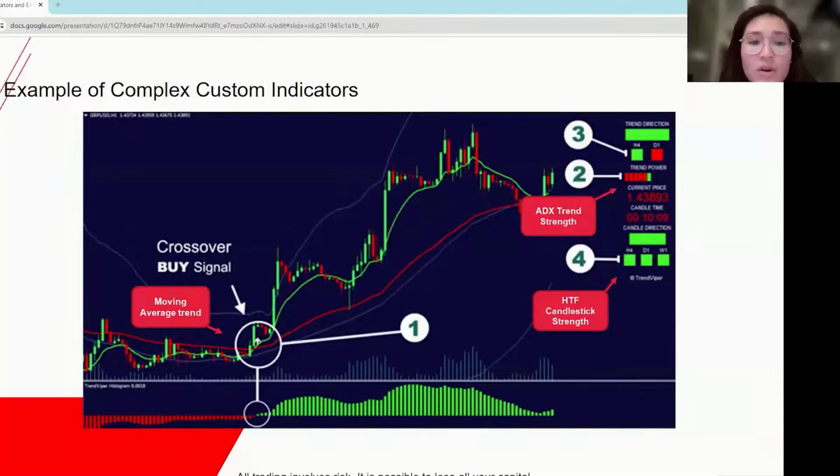Here is an example of a more complex custom indicator. This is on MT4 and it's for the pair pound dollar on the H1 chart. We can see that for this particular indicator, it uses the moving average crossover trend following strategy. This custom indicator has multiple confluences such as moving average, ADX trend, and trend signaling on the higher time frames. So this shows us that custom indicators can be pretty flexible in terms of confluences, and users can be creative with it if they decide to create their own indicators.